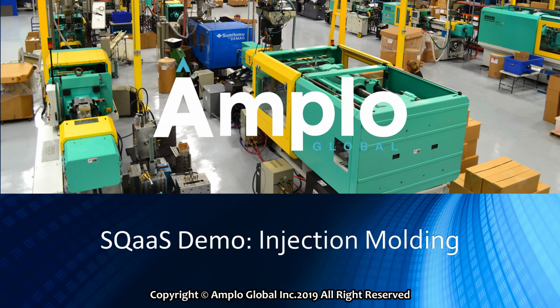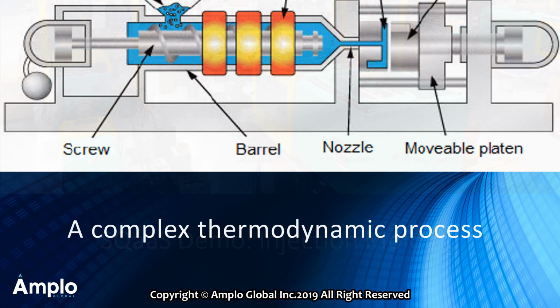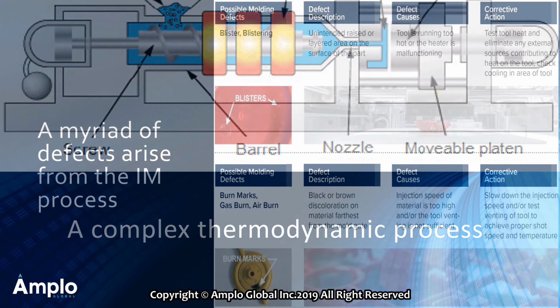Injection molding is the most common method for mass manufacturing of products. Examples include the manufacturing of precision devices, instrument panels, seats, and other plastic fittings. It is a complex thermodynamic process with constant changes in pressure, temperature, and flow of the mold material.